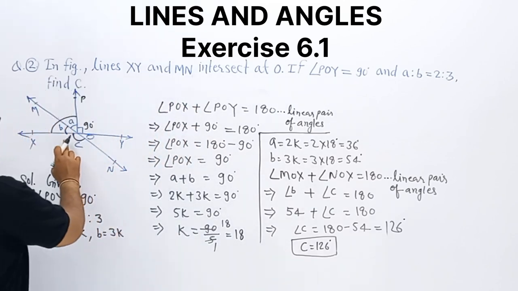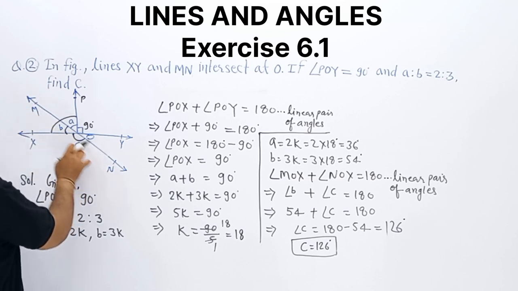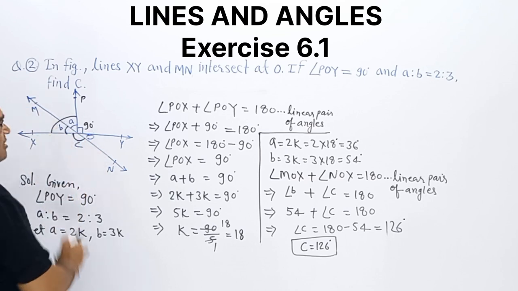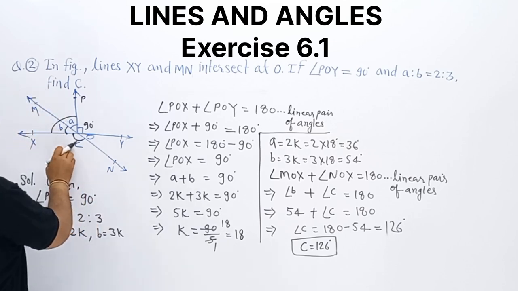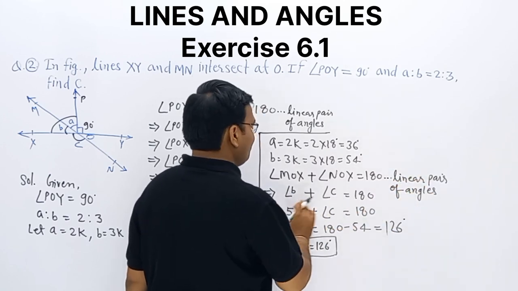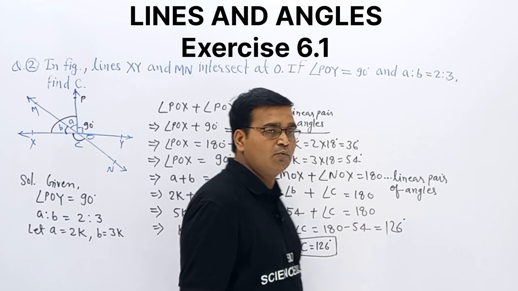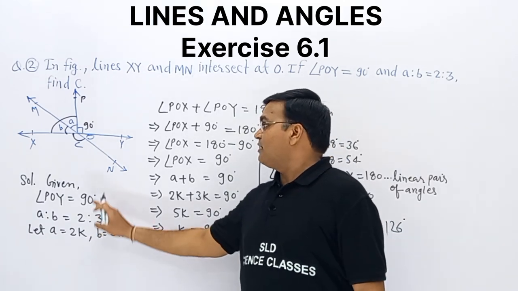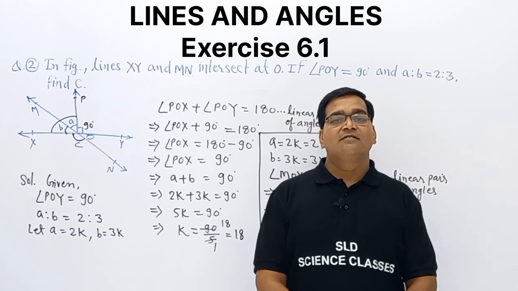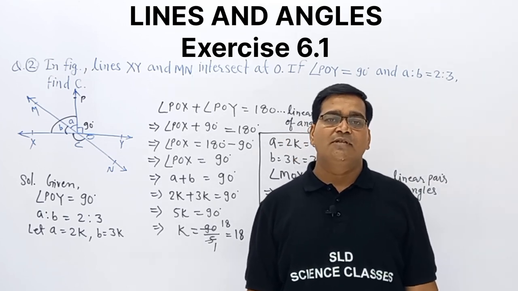Now we want this angle C. How will we find this angle? We will use linear pair of angles. This angle B and angle C are a linear pair of angles. Then the sum of both angles will be 180 degrees. We are applying this, putting the values and solving, we get angle C equal to 126 degrees. So we can say angle C is 126 degrees. 126 degrees will be the answer for this question. I hope you understand this question. That's all about this question. Thank you so much.